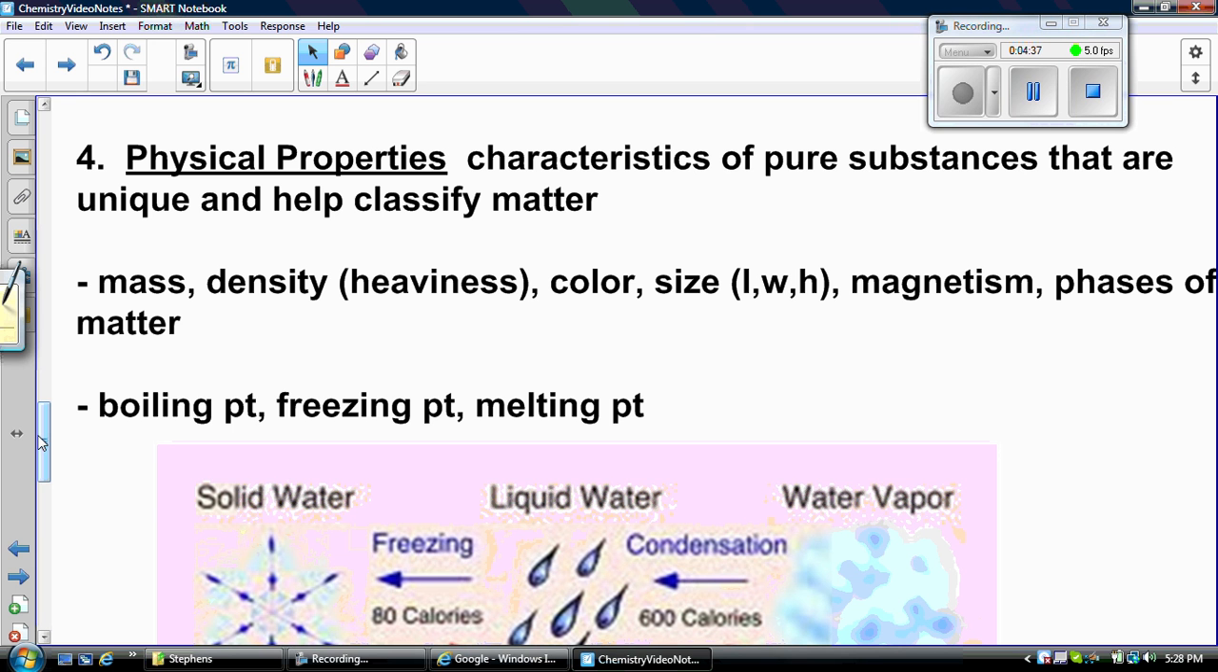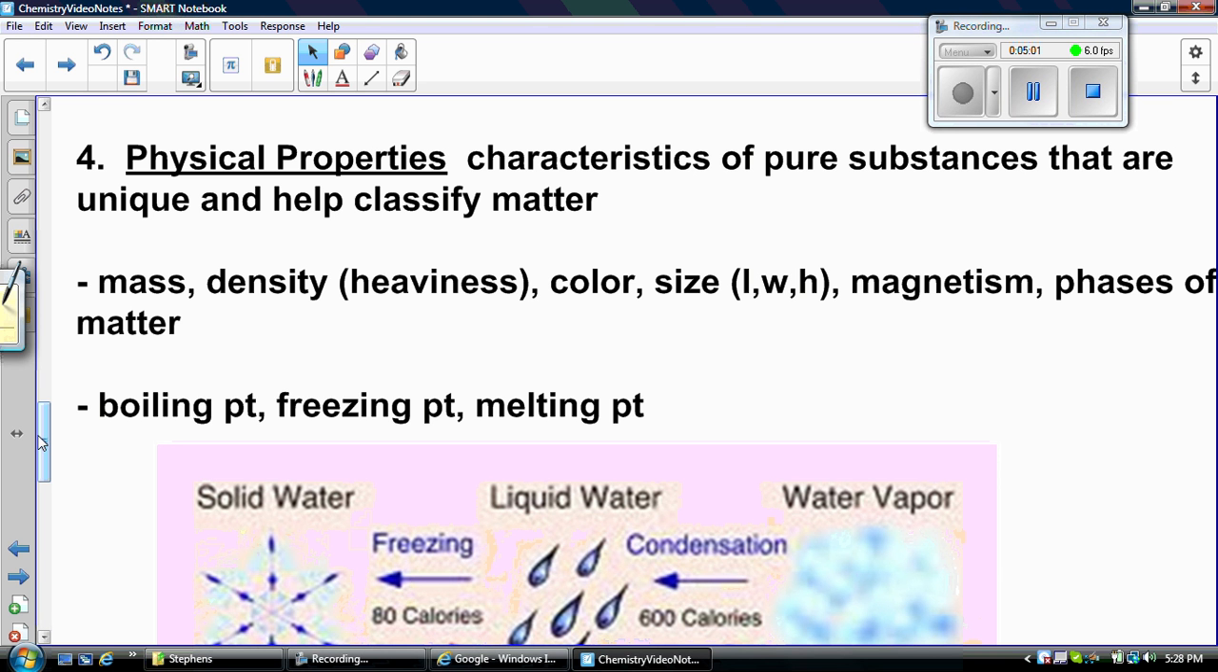Okay, so we're going to look at physical properties because we look at physical properties when we start separating mixtures. Physical properties are characteristics of pure substances that are unique and help classify matter. Examples of physical properties: the mass, the density, how heavy something is. Remember, water has a density of 1, so that's a physical property of water.